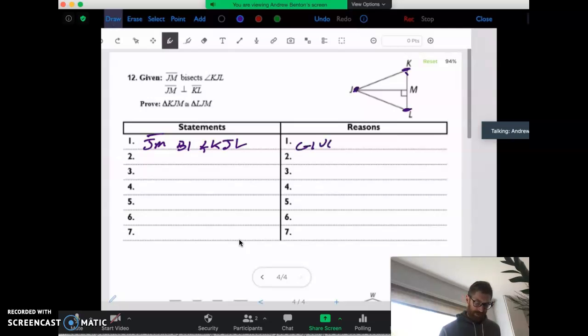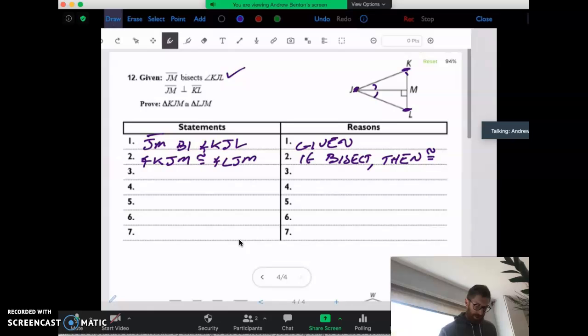That's a given. Now we can say that from that bisect, again, we didn't say anything was congruent. A lot of people are going to mark this congruent. They're going to know what they're doing. They're going to move on. But you didn't say they were congruent. So make sure you say in your proof that they're congruent. Angle JKM, all capitals, is congruent to angle LJM, all capitals, because if bisect, then congruent. So use that given. Now let's use the next one.